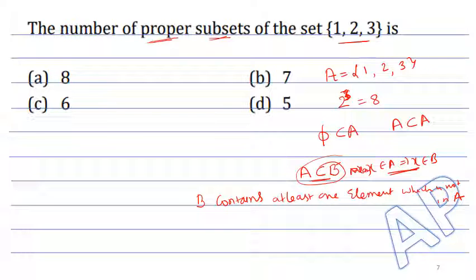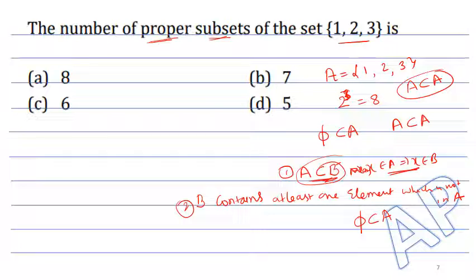ಅದು ಪ್ರಾಪರ್ ಸಬ್ಸೆಟ್, A is proper subset of B. A is said to be a proper subset of B if A is a subset of B. This is first condition. Second condition is B contains at least one element which is not in A. ಆದ್ರಿಂದ ಇಲ್ಲಿ ಏನಾಗುತ್ತೆ ಅಂದ್ರೆ A is improper subset of A because A does not contain an element which is not in A. ಆದ್ರಿಂದ A is improper. Whereas empty set is considered as subset of every set which is a proper subset because A contains many elements which are not in empty set.